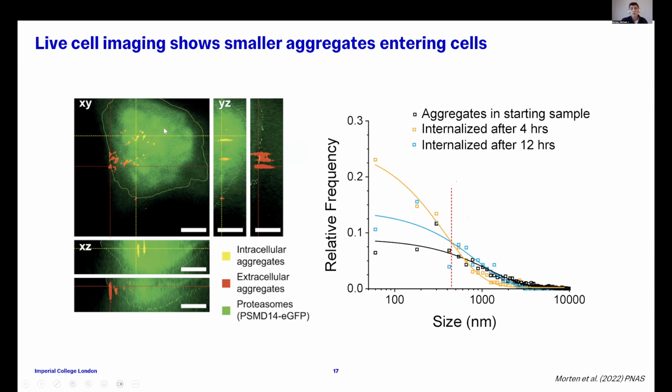And from these images, we were able to measure the particular sizes of these aggregates. Here we can see the relative frequency of these sizes. And we can see that the aggregates that were able to penetrate the cell membrane at 4 hours showed a lot larger proportion of very small aggregates compared to the ones that are internalized after 12. And we interpret this crossover between the 4 and the 12-hour lines at 450 nanometers as a threshold of aggregate size, which allows these aggregates to more easily penetrate into the cell.